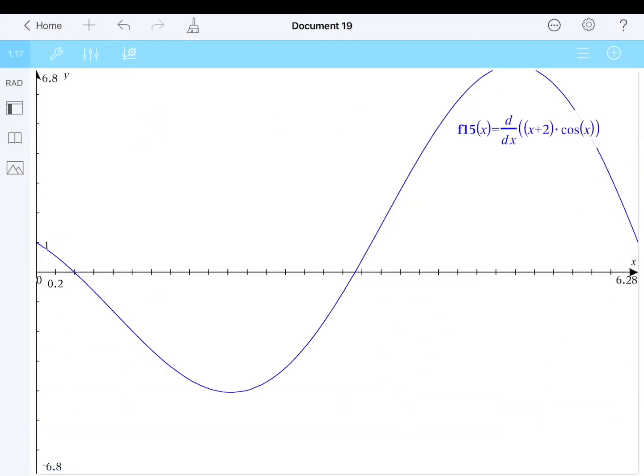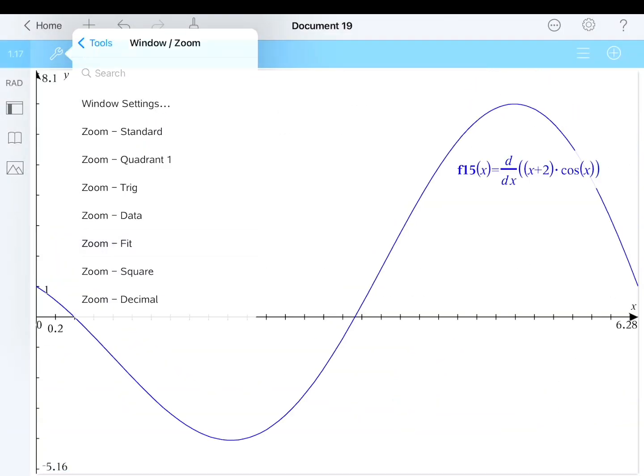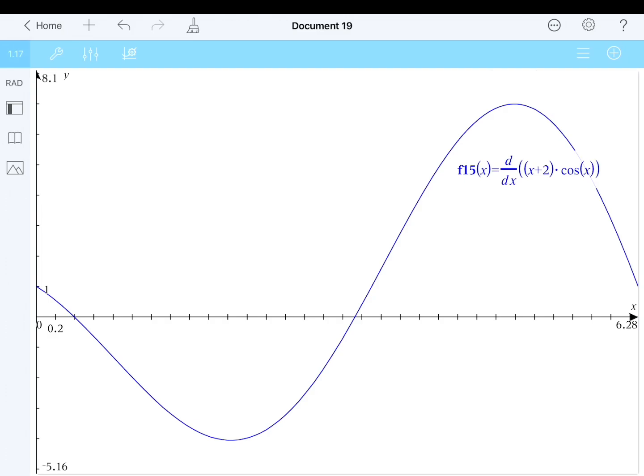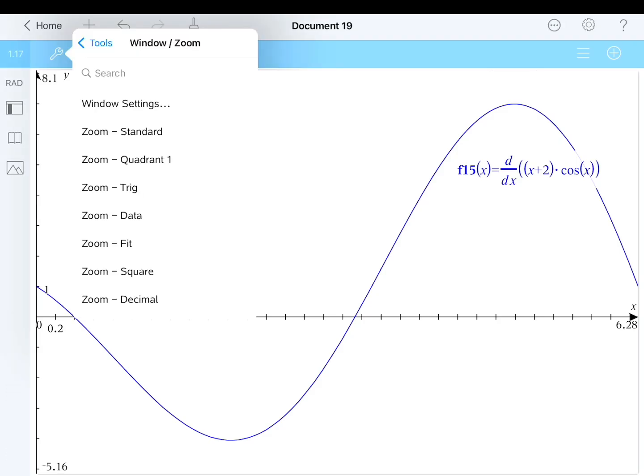And then if you wanted to find the original function's inflection point, what you want to do is to find the maximum or minimum of the derivative. So it's very convenient, isn't it? So then I can go to analyze graph, and then let's go minimum here.